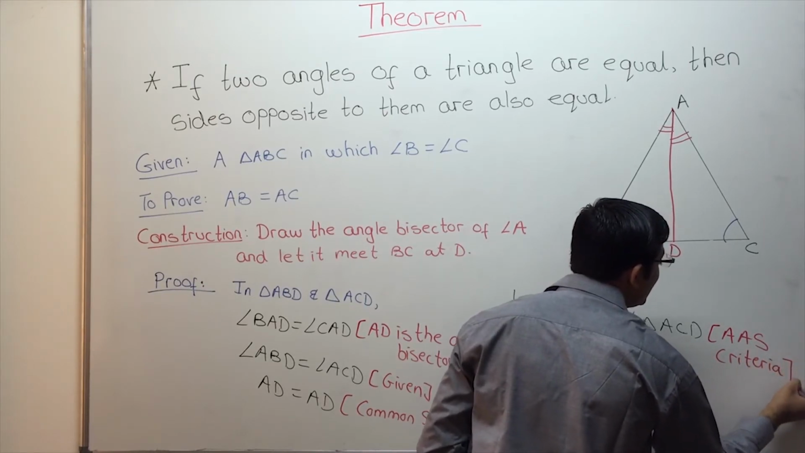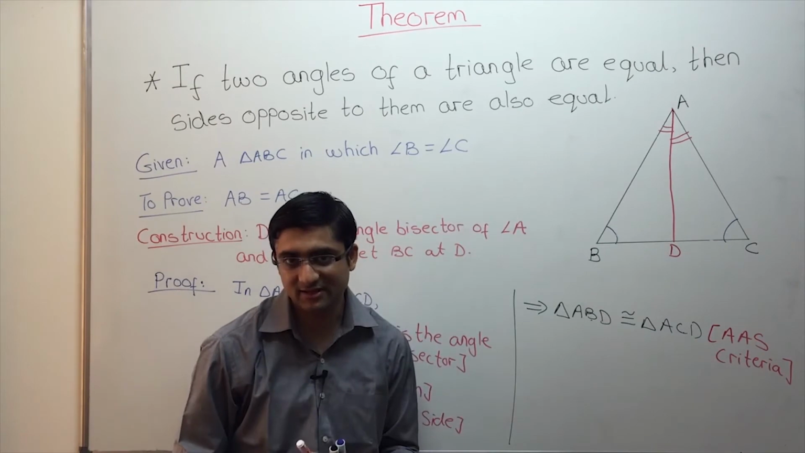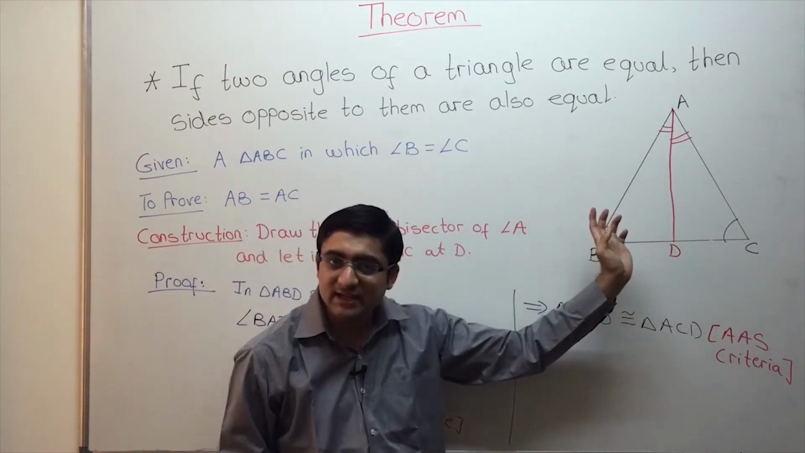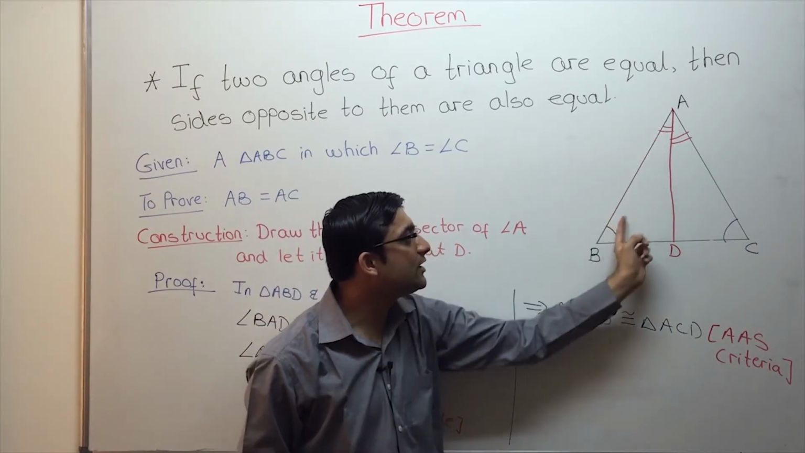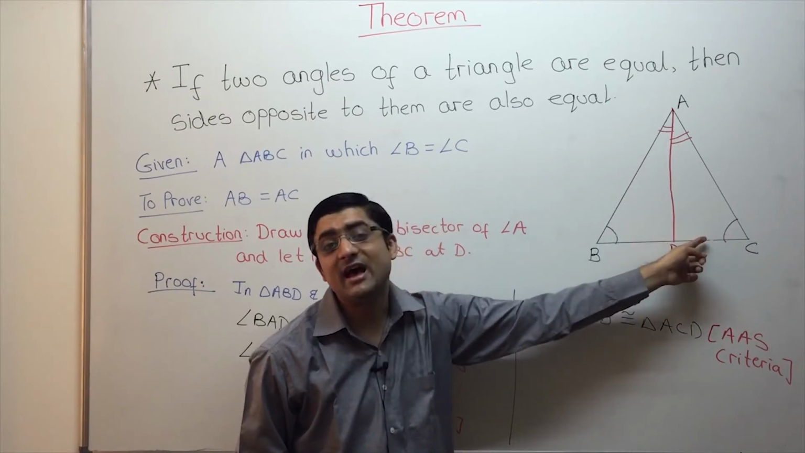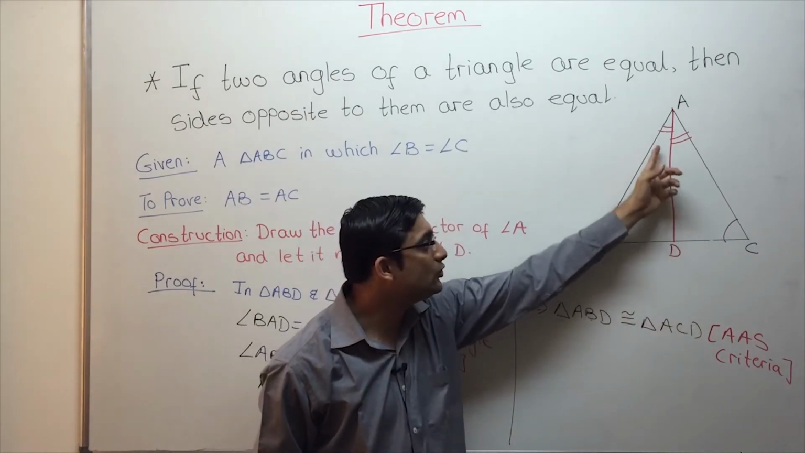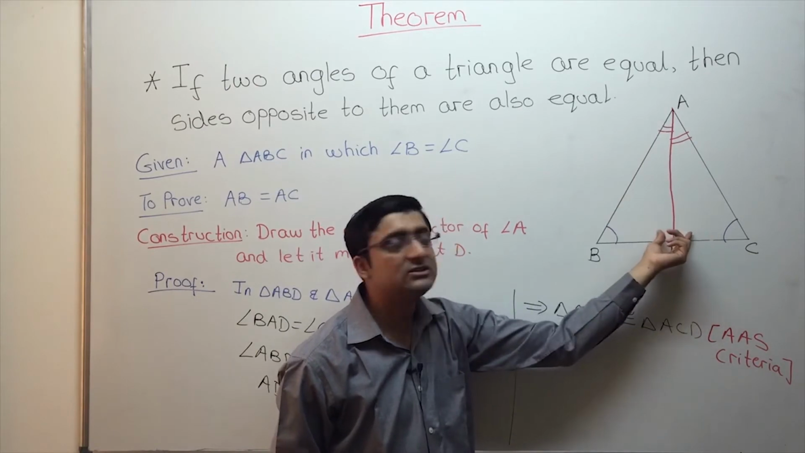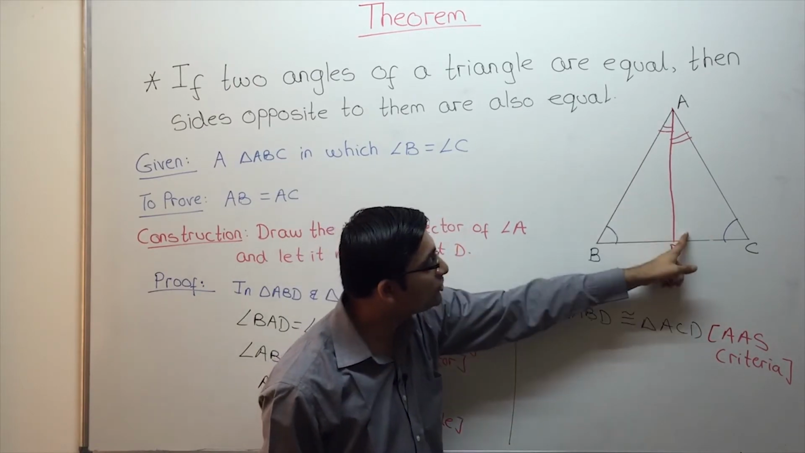So see, this is nothing but a special case of the angle side angle criteria, right? So you can either use the angle side angle, that is, see, in a triangle, if two corresponding angles are equal, the third angle has to be equal. I repeat, in two triangles, if two corresponding angles are equal, the third angle has to be equal. So this angle will also be equal to this angle.